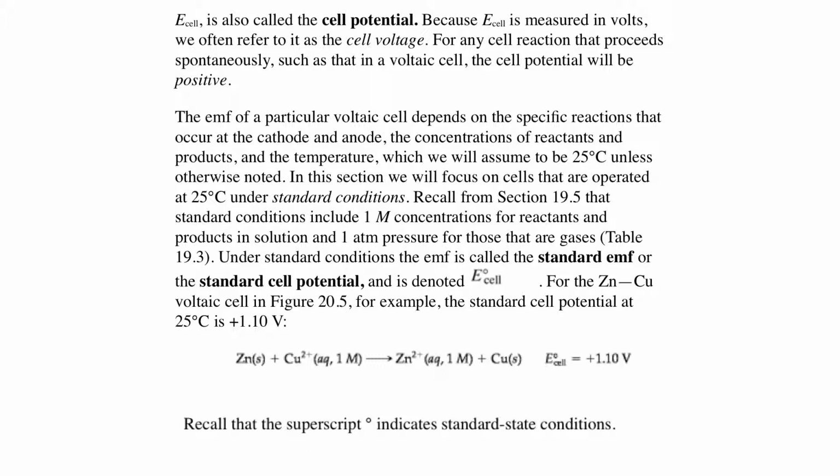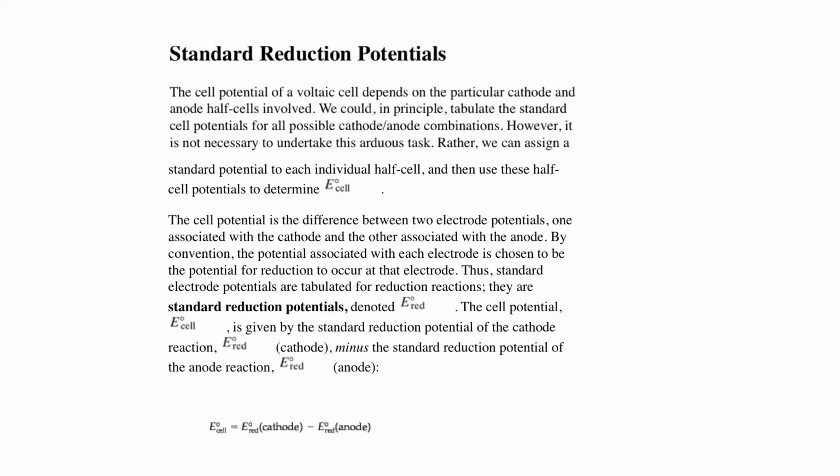Under standard conditions, the EMF is called the standard EMF, or the standard cell potential, and is denoted E naught of the cell. For the zinc-copper voltaic cell in figure 20.5, for example, the standard cell potential at 25 Celsius is 1.110 volts. Recall that the superscript naught indicates the standard state conditions.